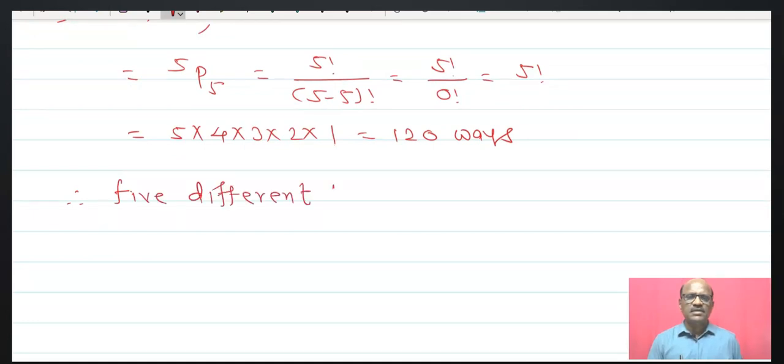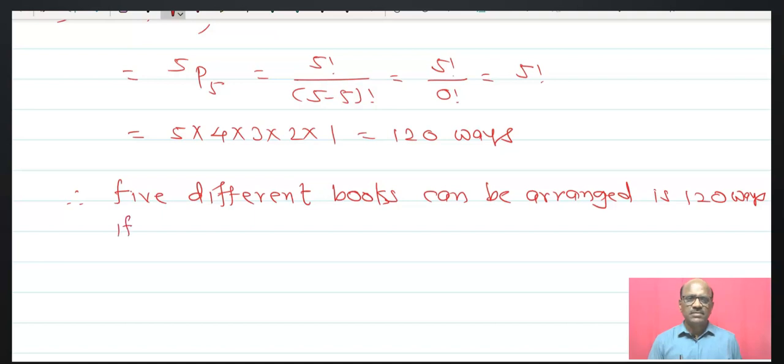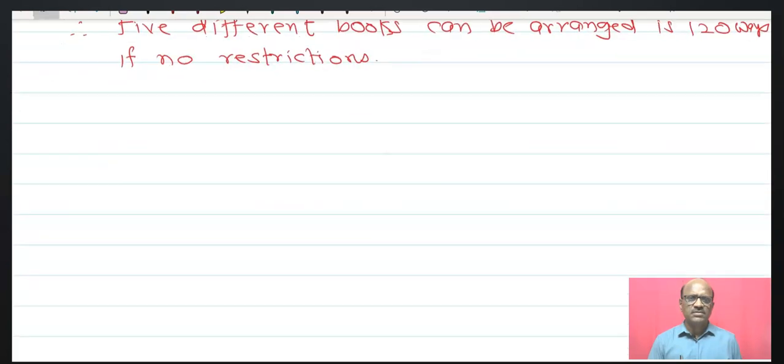That is, 5 different books can be arranged in 120 ways if there is no restriction. Now the next is: 2 books are always together.